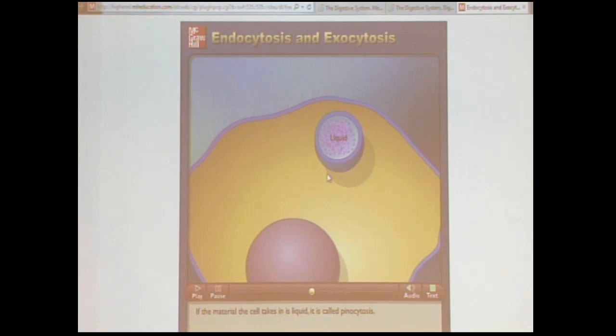So you see I just brought in some of the liquid from outside. So they call it cell drinking. It's another word for pinocytosis.